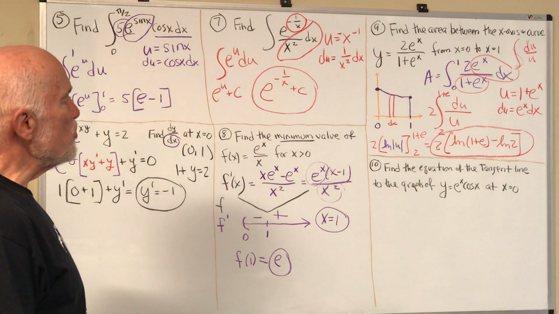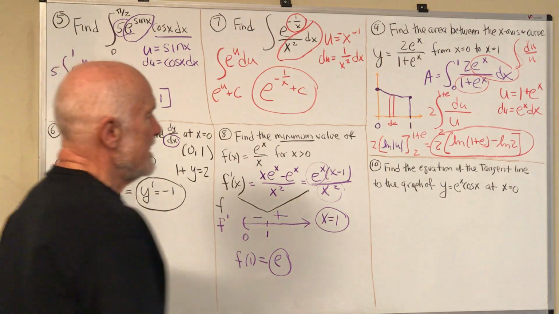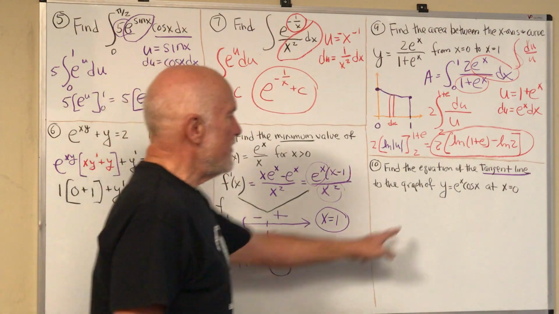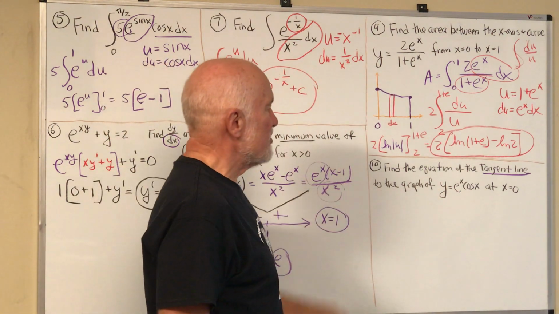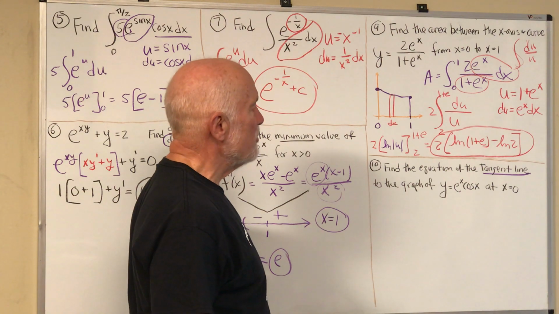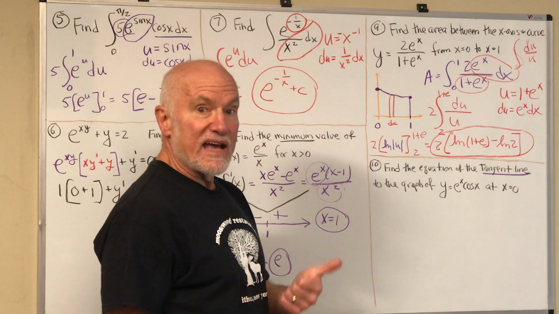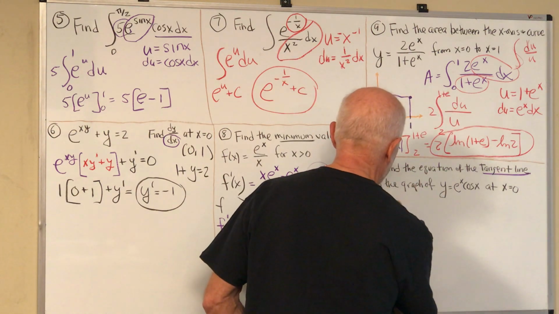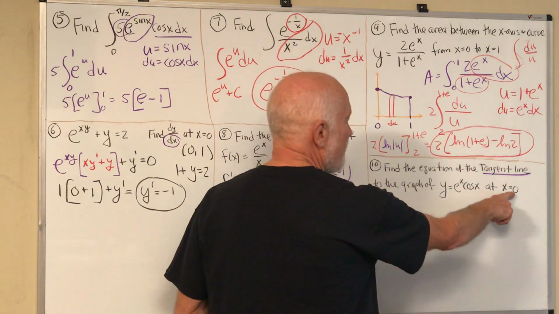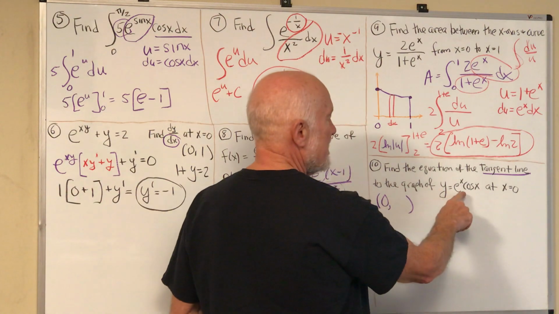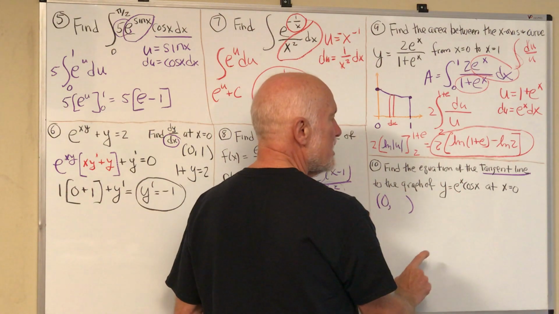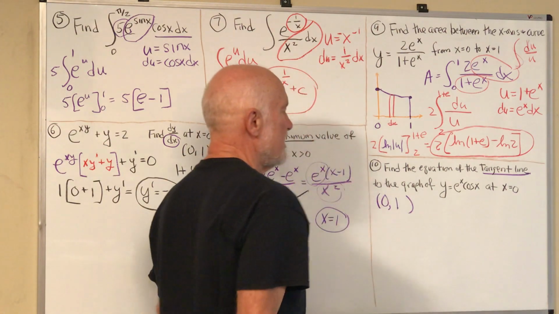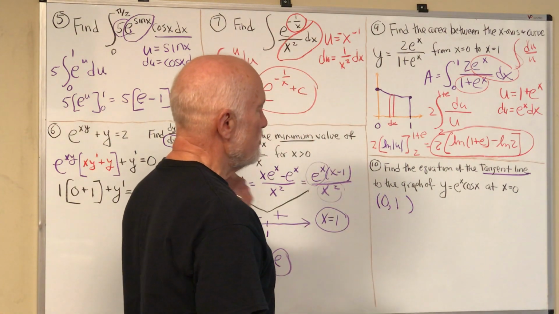So, let's do one last problem that finds a tangent line to the graph of e to the x cosine of x at x equals 0. Well, to get a tangent line, we need a point and a slope. Well, 0 is the x value. What's the y value? e to the 0 cosine of 0. Both of those things are 1. So there's our point. What's our slope?